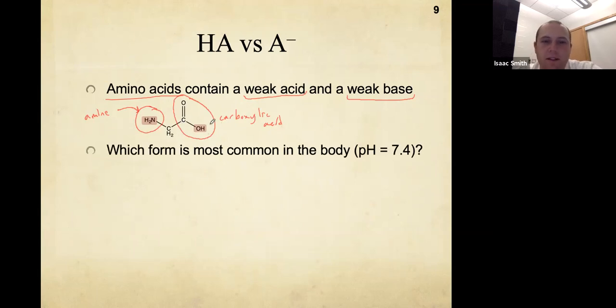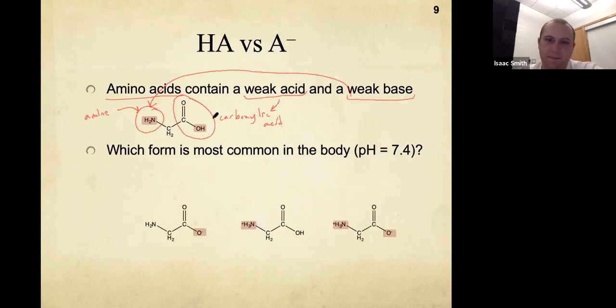So this is a weak acid right here. Okay, so this is the weak acid, and then this amine over here is the weak base. So because this is an acid, it could give up a proton, right? And because this is a weak base, it could accept a proton. So there's a few different forms this could take on. If this acid gives up its proton, it would look like this, right? And that's without this one picking up a proton. If the amine picked up a proton, it would look like this.